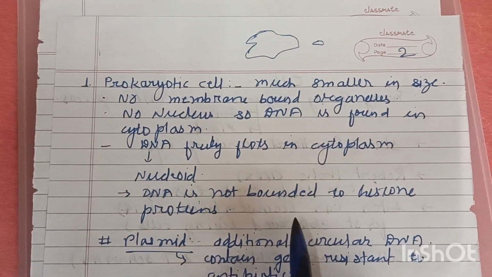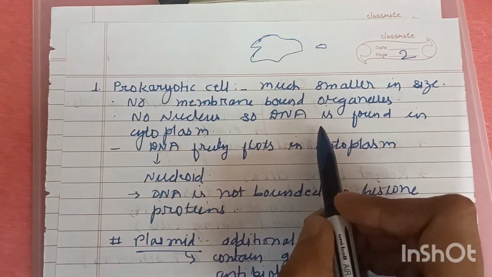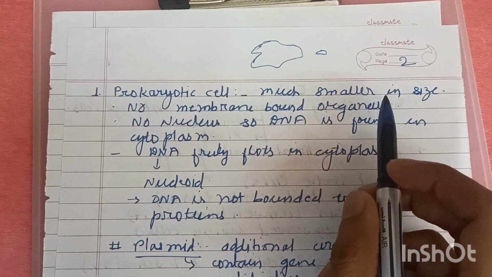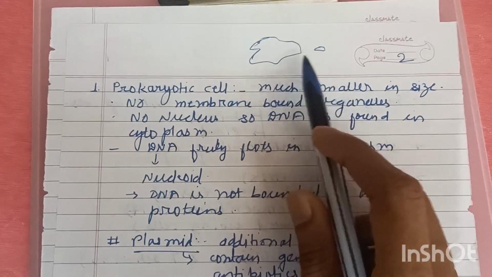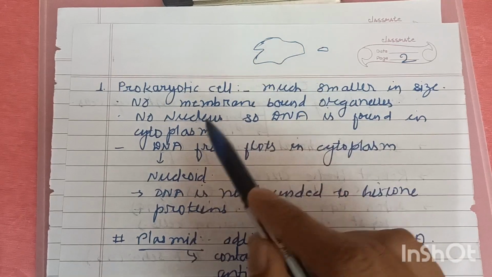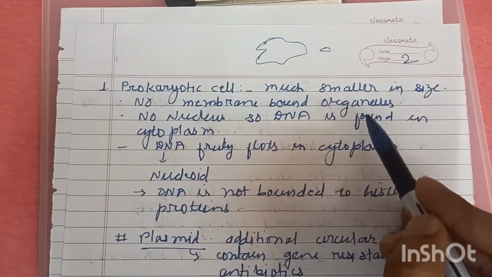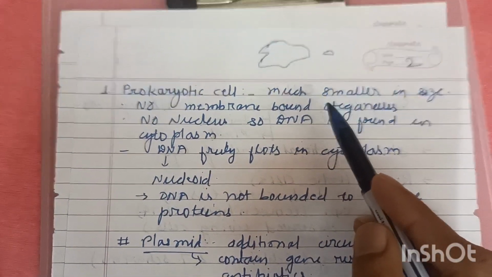Now let's study about prokaryotic cell. Prokaryotic cells are much smaller in size as compared to eukaryotic cells. As you can see here, if this is the size of eukaryotic cell, then this is the size of prokaryotic cells. There are no membrane-bounded organelles, which are present in eukaryotic cells.